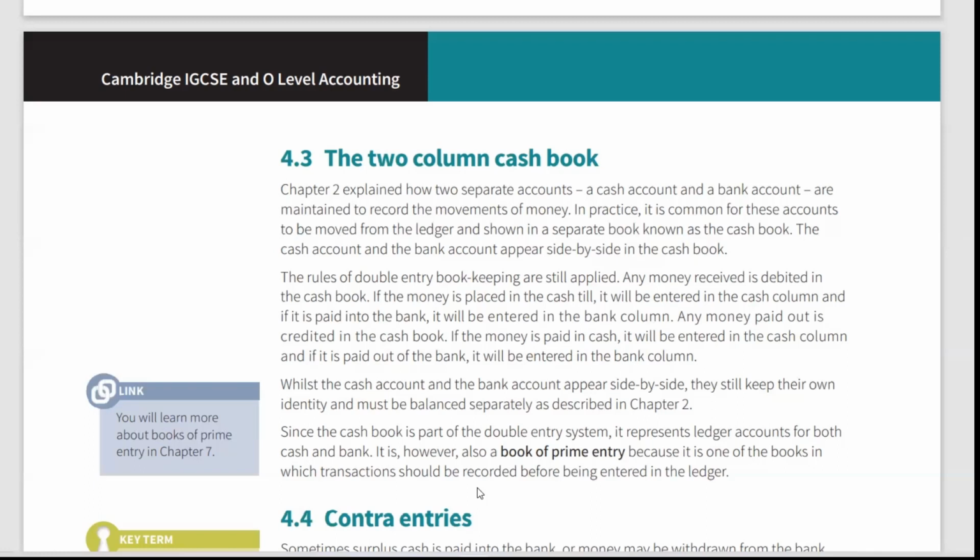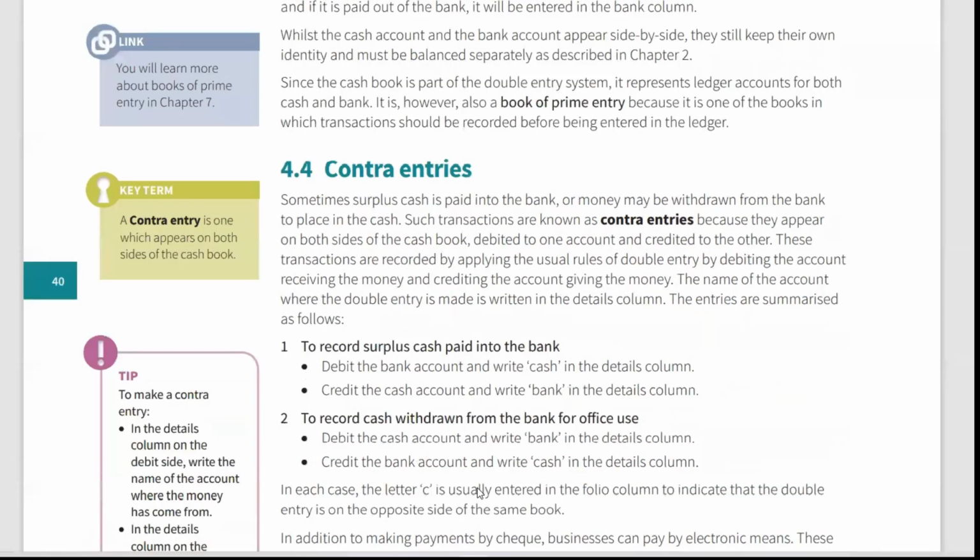Okay, so contra entry appears on both sides of the cash book, but the reason behind that is there are two reasons mainly. One is that you are withdrawing money from the bank, turning that into cash, or you're turning your cash into bank by depositing the money. So you deposit cash into bank, which will credit the cash, debit the bank, or the other way around. If you take out the money from the bank from the ATM, debit the cash, credit bank. I hope that makes sense. That's what contra entry means in this context. A contra entry is one which appears on both sides of cash book. That's a very simple definition.